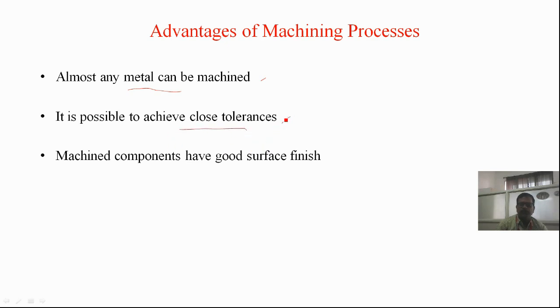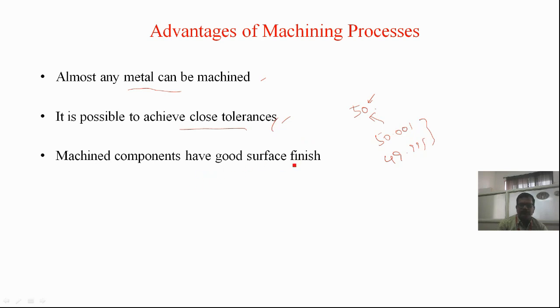It is possible to achieve close tolerances. That means if the required size is, suppose, 50 mm, you can go up to 50 mm on the higher side or lower side, so that the tolerance is within the allowable zone. If you want to make it a diameter of 50, you can get very close to that, 50.001 or 49.999. This is the tolerance zone. If you make it within this zone, that is within the close tolerances.